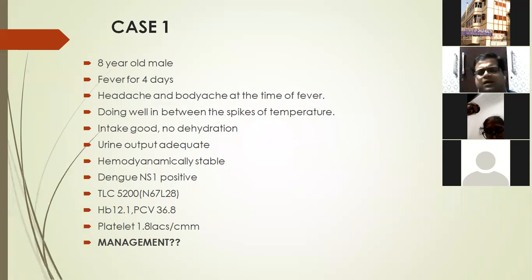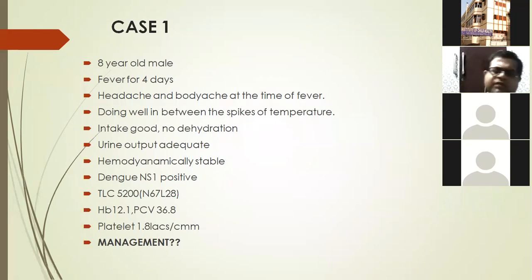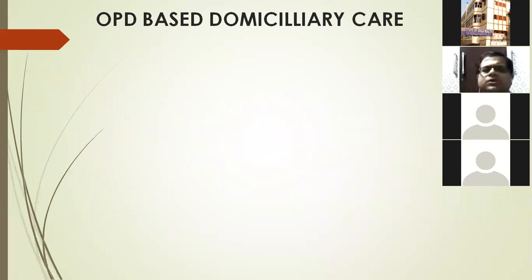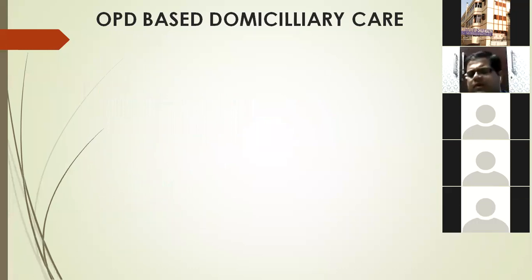So this is the commonest form of dengue that you usually get in the OPD or emergency department. So what should be the management in this case? It is a simple dengue fever without any hemorrhagic tendencies, without any feature of shock, or even a feature of warning sign. So what should be the management in this patient? OPD-based domiciliary care. You don't need to admit this patient straightaway to the indoor because he's not fulfilling any criteria for indoor admission.